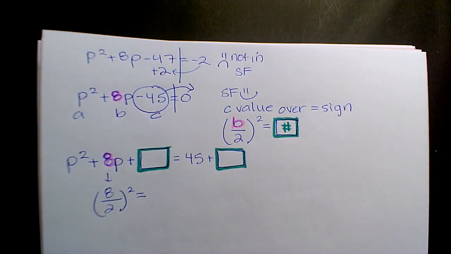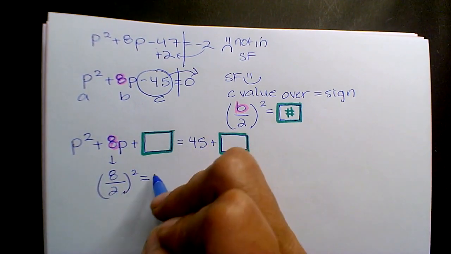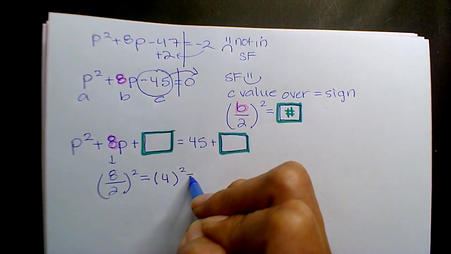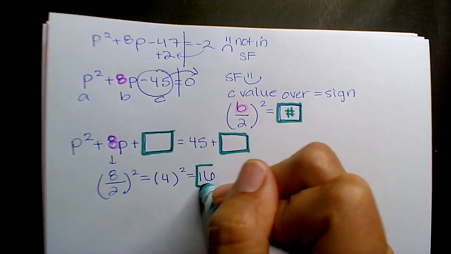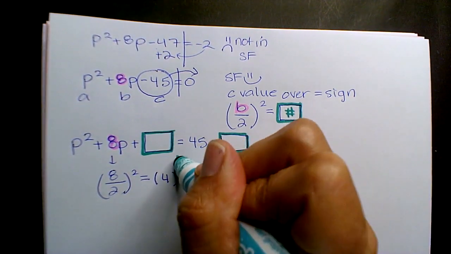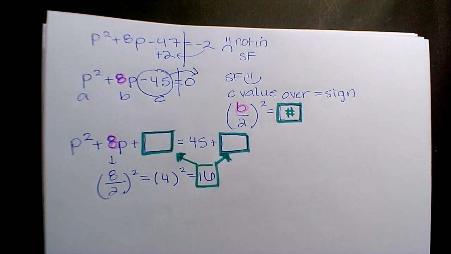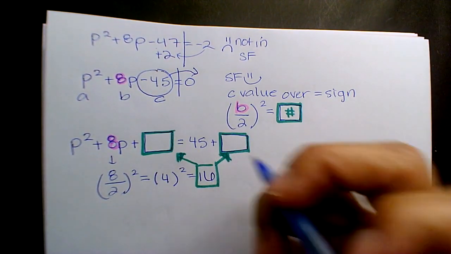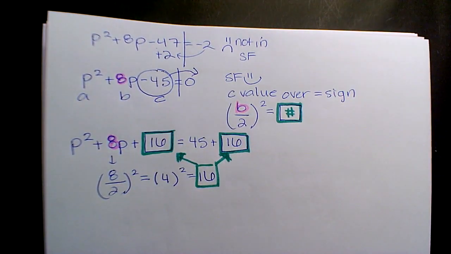So if I take 8, divide it by 2, and square it, I'm going to do it in 2 steps, okay? I'm not going to go, oh, 4, 2, 16. No, I want the 2 steps. 8 divided by 2 is 4, and 4 squared is 16. This is the number that goes in those boxes. Once you guys learn it, it goes really quick. I'm writing a lot. Okay, and that's the 16 that goes here.